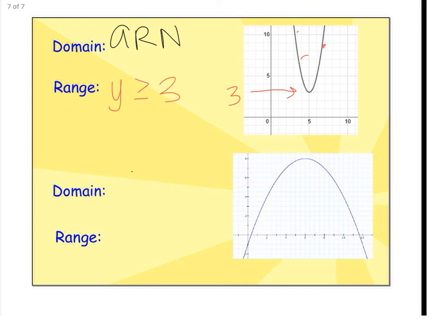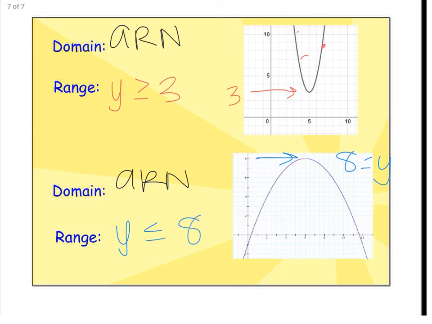This one opens down. Domain is still all real numbers. But now I reach a max, and that looks like about 8 is where that max is. So any other point on that parabola now has to be less than the maximum, because 8 is the max. That's the biggest y value. So any other y has to be less than that. So y is less than or equal to our max, which is 8.